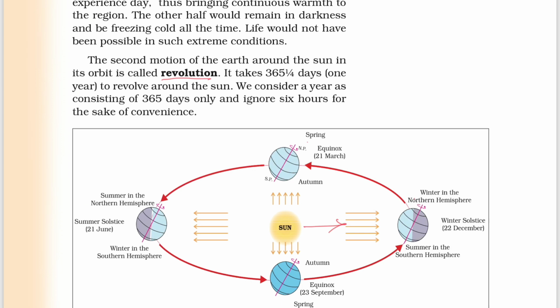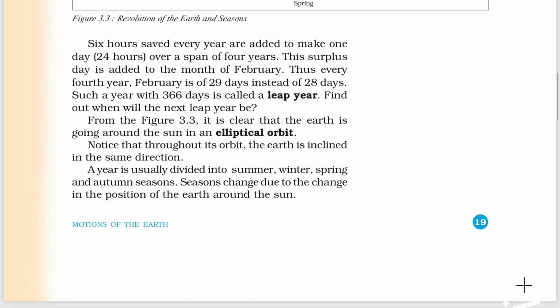It takes 365 1/4 days, that is 1 year, to revolve around the Sun. That is to say, exactly 365 days and 6 hours. But we ignore these 6 hours for the sake of convenience. And these 6 hours saved every year are added to make one day of 24 hours over 4 years.